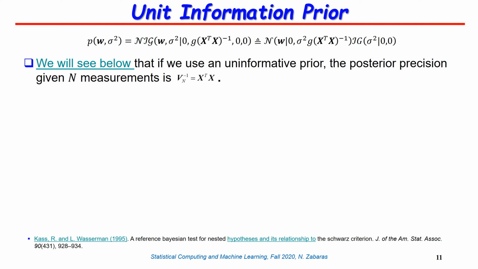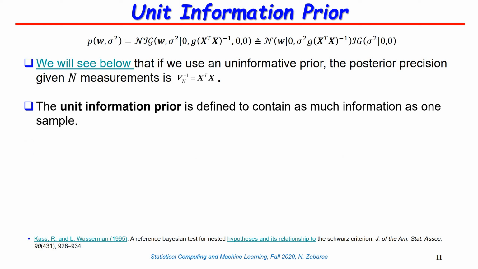Now, if you select G to be equal to n, where n is the number of training data, you can interpret the prior that you see on W and sigma squared in the equation on the top as representing what is called a unit information prior. And what's the definition of a unit information prior? It is the prior that contains as much information as one data point. Now, why am I saying that if G equals n, this is equivalent to a unit information prior?